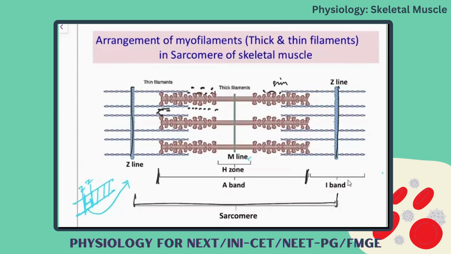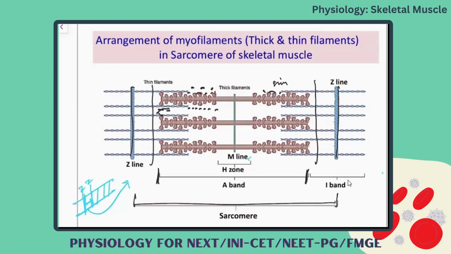Both Z lines come closer. See, now consider this is the Z line and this is another Z line after the muscle contraction. What is the position of the A band? It remains the same, because the Z line is attached only with the thin filaments. The A band has the thick filament, which remains the same. See now, this is the thin filament, this is the thick filament. The thick filament is remaining in this position only.